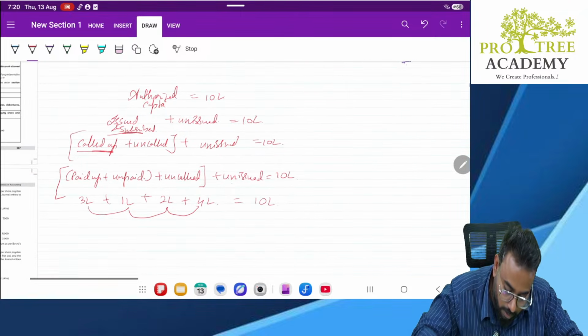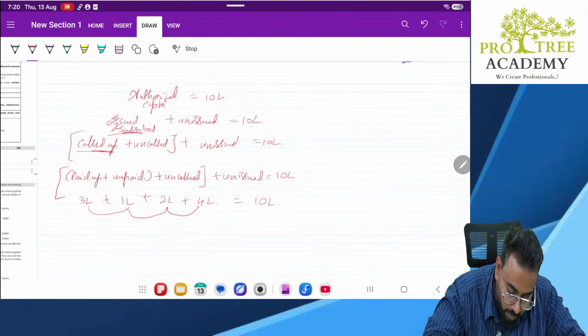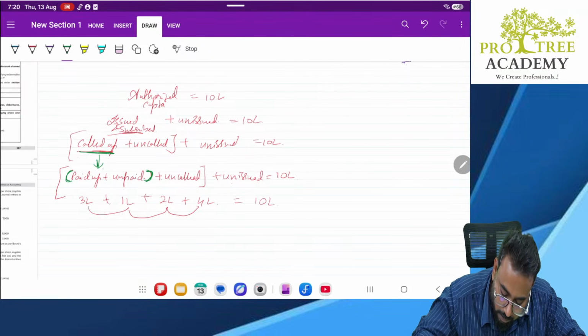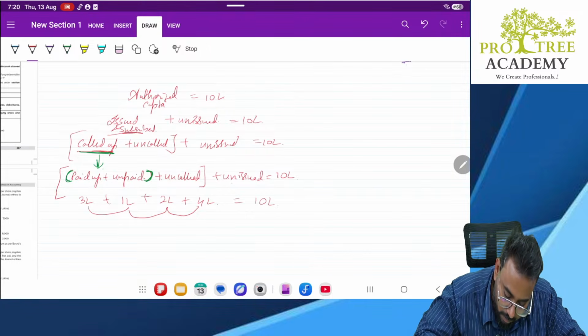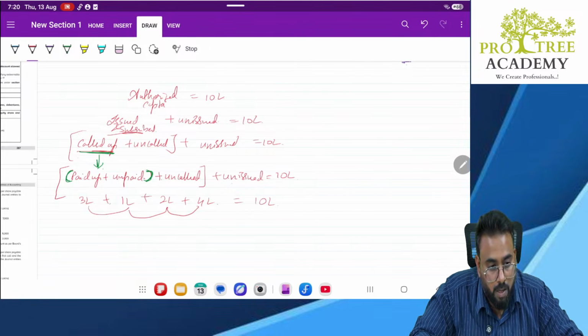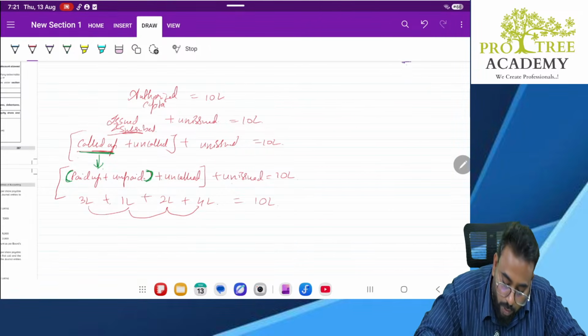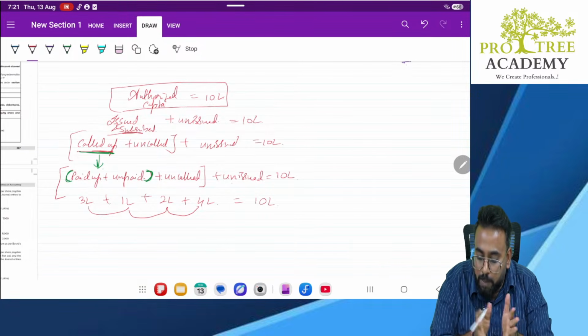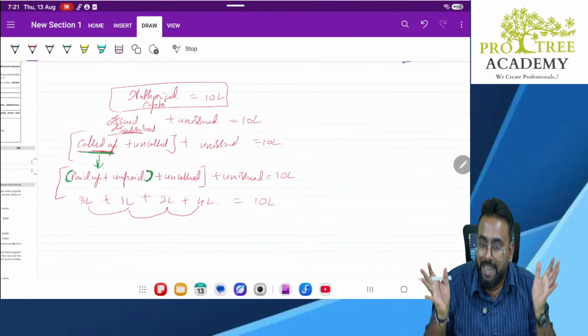You are understanding? So, clear? Everybody is following? So you will never exceed authorized capital. That authorized capital is only split like this. It is split like this.